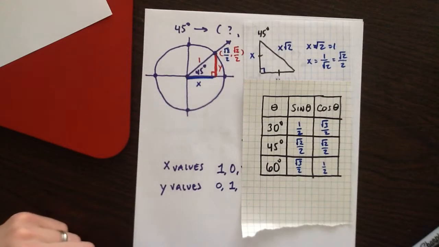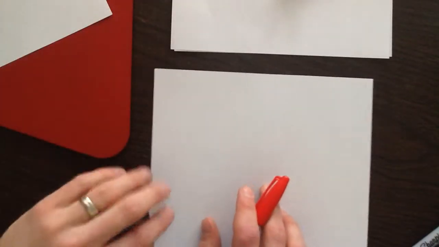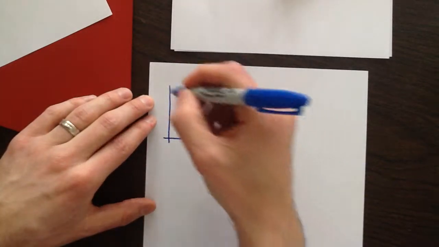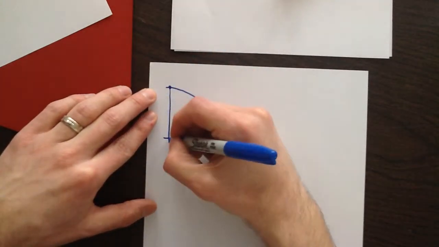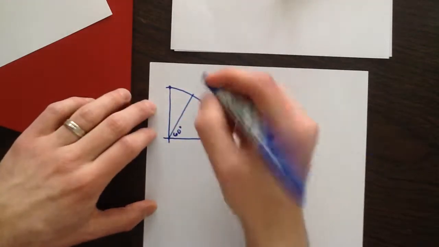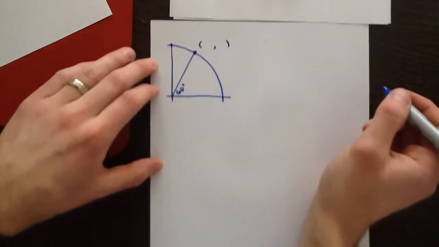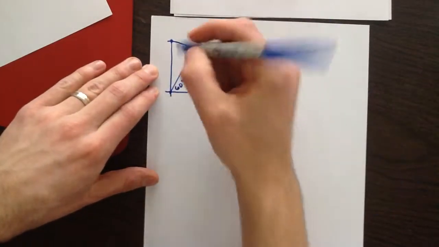Let's take another angle that we know. 30 degrees, 60 degrees. Let's take this. Just to keep things simple, I'm going to only draw in the first quadrant. If we go 60 degrees, we're somewhere up there. We want to know what is that coordinate. What is that coordinate for 60 degrees? Well, once again, the radius is 1.